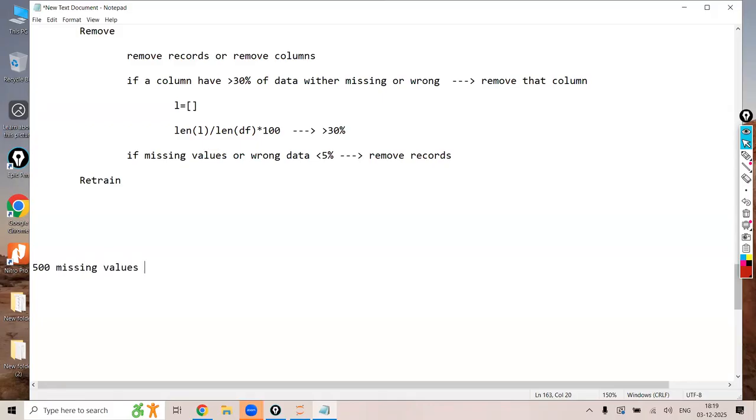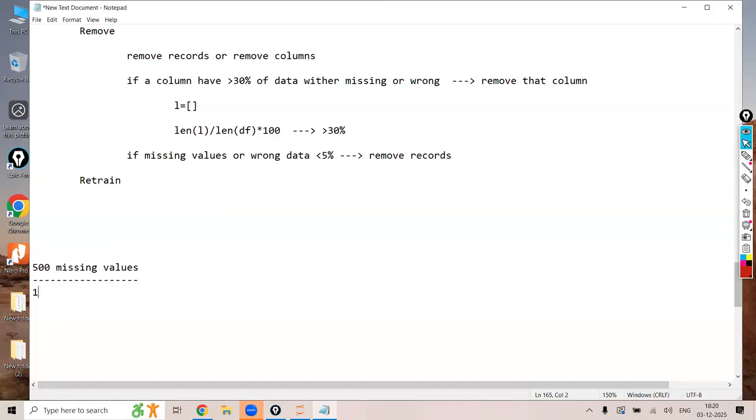Sir, 500 missing values are there. What to do? Not 500. I want to divide by total. Divide by total, not an individual number. The denominator is also important. Out of 5 lakhs, out of 10 lakhs, out of 50,000, or out of 500, dividing by that is also important. So once you calculate, for example, out of 50,000, 500 missing values are there, miss, it is not a problem.